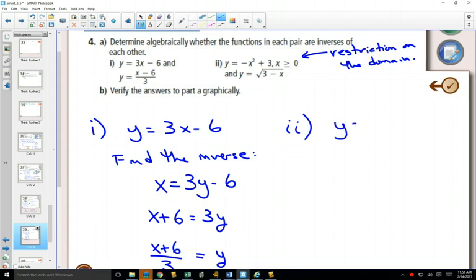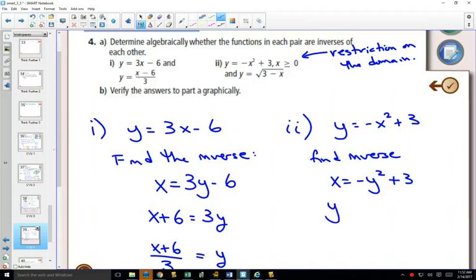So first of all, we're going to do the same thing. We've got our one equation, which is negative x squared plus 3. We're going to find the inverse. And when we find the inverse, it's going to be switch x and y. I'm going to move my y squared over to this side and my x to this side. Square root both sides. And my square root on both sides is going to tell me plus or minus.